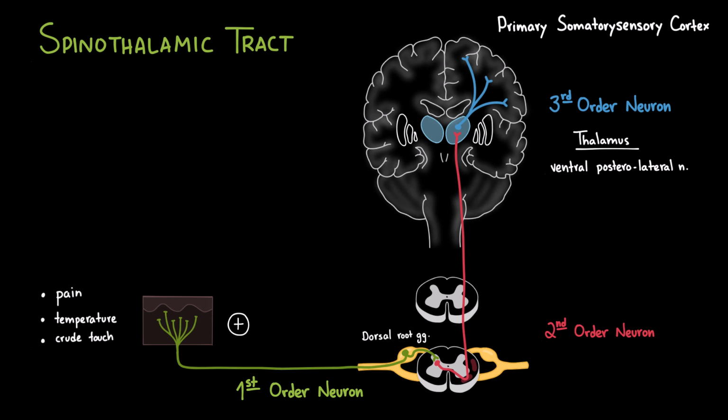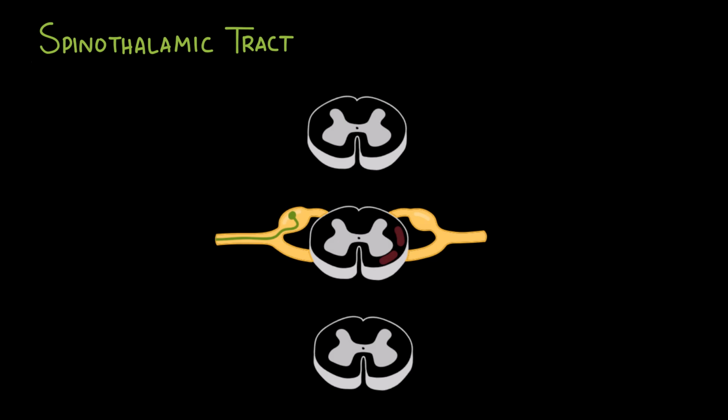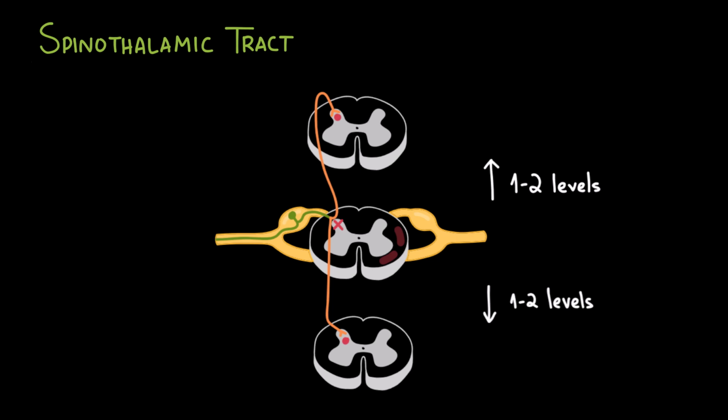Some fibers of the first-order neuron can take a slightly different route. Let's take a look at what happens. So after leaving the dorsal root ganglion, the first-order neuron enters the spinal cord through the dorsal root. But not all sensory fibers synapse right away with the second neuron. Instead, some fibers can branch into short ascending fibers that travel 1 or 2 levels up, or branch into descending fibers that travel 1 or 2 levels down. And then that's when they synapse with the second-order neuron.